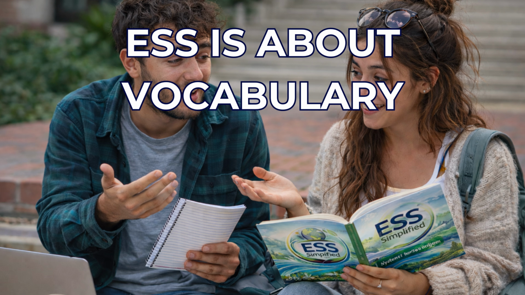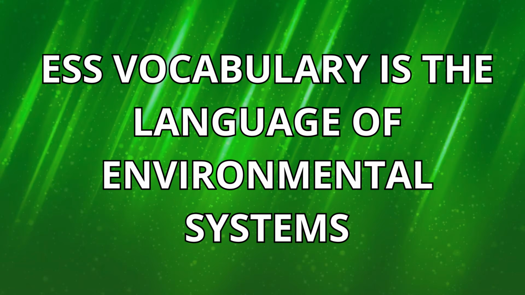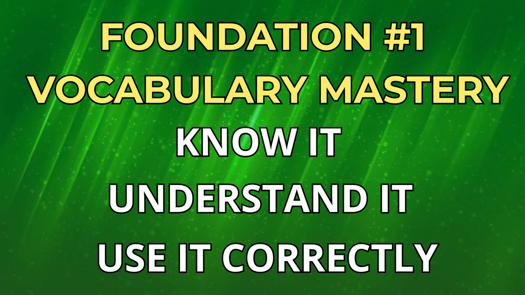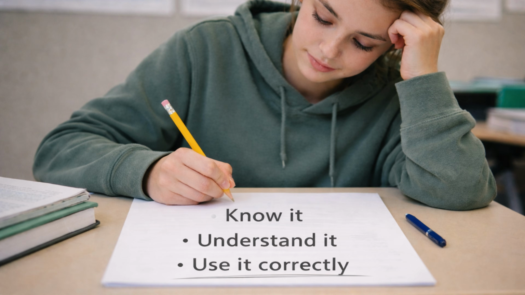Environmental Systems and Societies is built around vocabulary. ESS vocabulary is the language of environmental systems. The first foundation for success in ESS is vocabulary mastery. Students must know the terms, understand them, and use them correctly when answering exam questions.